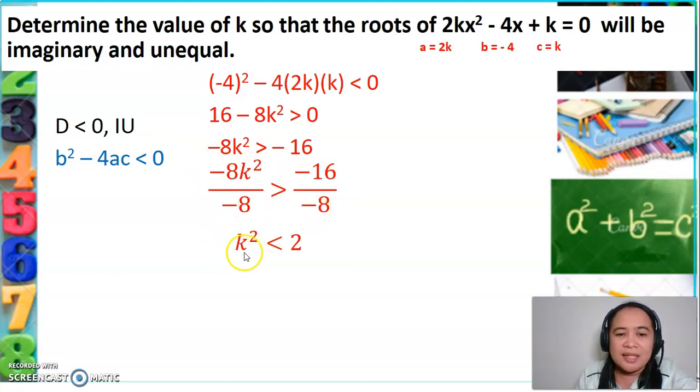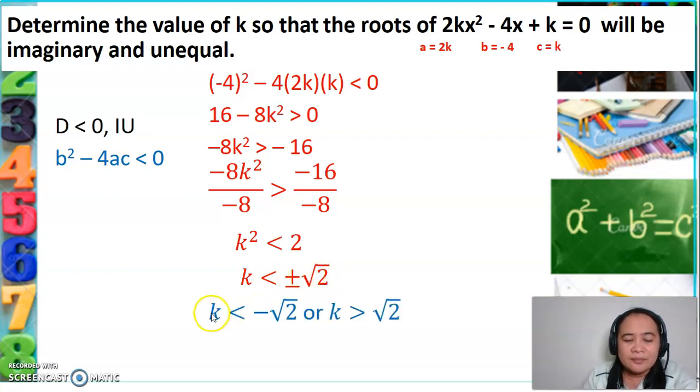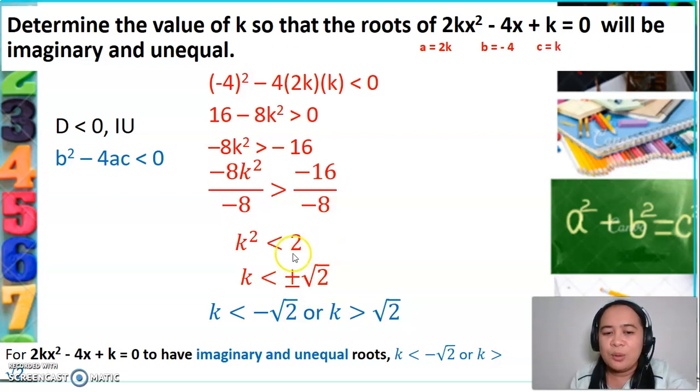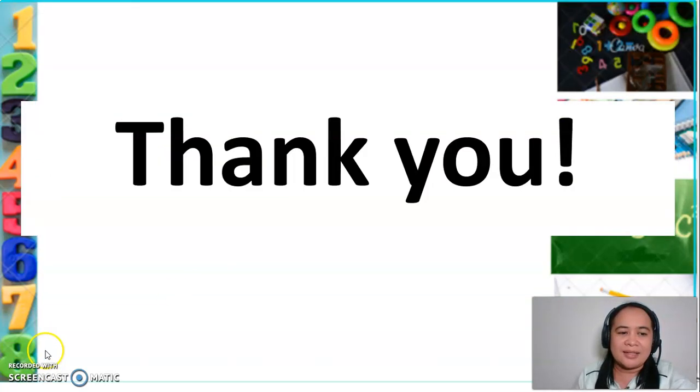At this point, get the square root of both sides. So the value for k should be lesser than plus and minus square root of 2. Or k should be lesser than negative square root of 2, or k should be greater than square root of 2. So these are the possible values for k, so that 2kx squared minus 4x plus k will have imaginary and unequal roots. So that's all about identifying the nature of roots even if we will not solve for the value of x. Thank you.